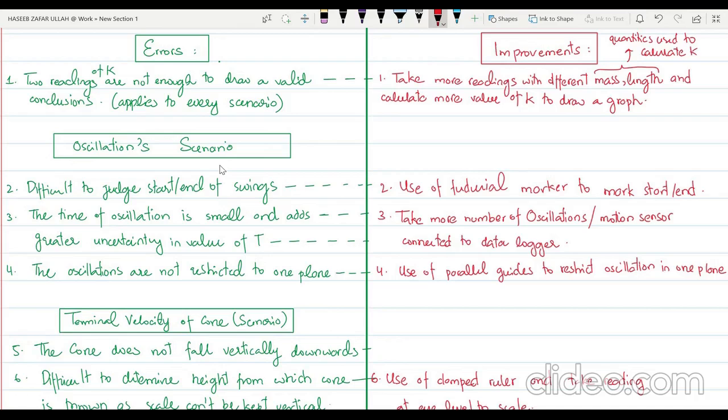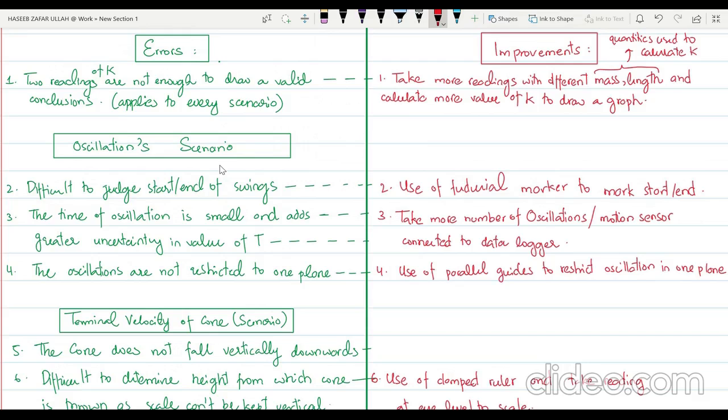Or to reduce the reaction time and the uncertainty, you can connect a motion sensor to a data logger. Whenever one oscillation is completed, it will automatically stop the timer and calculate the time. So there is no human reaction time or uncertainty involved.